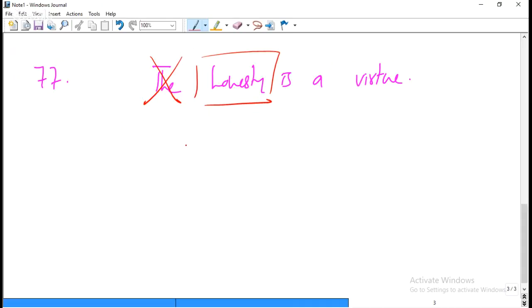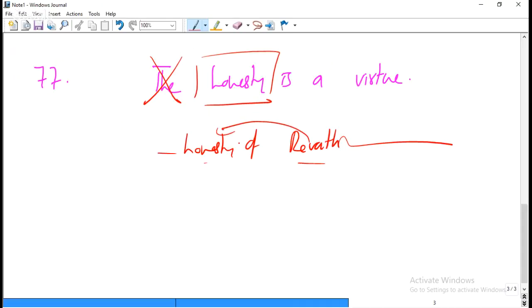Whereas if I get something like "the honesty of Revati is appreciated by everyone," then "of Revati" is there. It means you are giving some extra information regarding this honesty. As there is extra information, we go for "the honesty of Revati." So even an uncountable noun takes the definite article the if some extra information is provided.